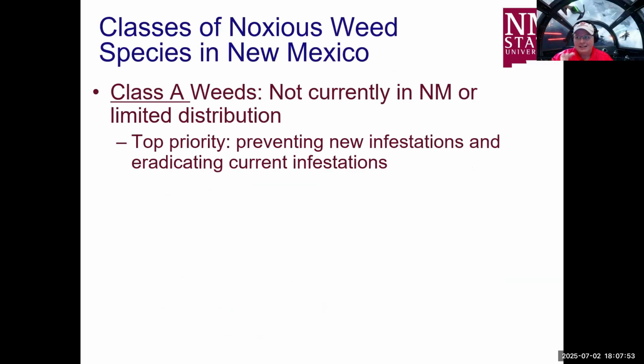So here's when we start talking about the different categories of the noxious weed list. We have Class A weeds that are not currently in New Mexico, or if they are, they're in a very limited distribution. The whole purpose of listing weeds in the A category is that you guys are our eyes on the ground. You see a new infestation coming into an area, you let us know so that we can target that population and eradicate it before it becomes a problem, before it has a chance to spread. We have that ability with plants within the A category.